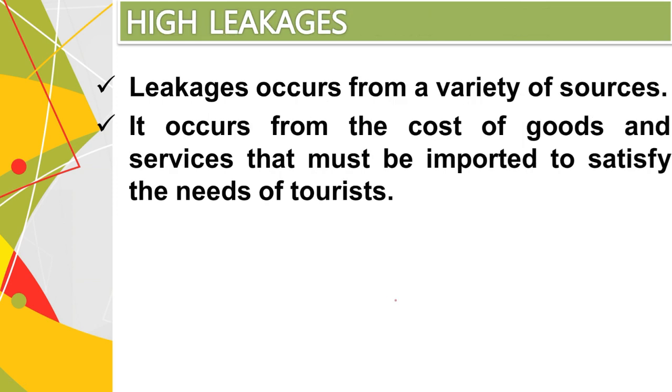So, next is the high leakages. So, leakage occurs from a variety of sources. It occurs from the cost of goods and services that must be imported to satisfy the needs of tourists. Okay? So, another source daw ng leakage is the remittance of profit and wages to outside sources. So, yung mga remittances na yan na instead sa atin mapunta, okay, pinapadala natin sa ibang bansa. Okay? So, for example, the cost of advertisement is a large expense that reduces the earnings of a destination area.